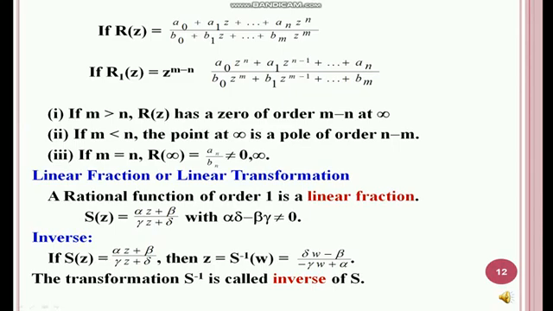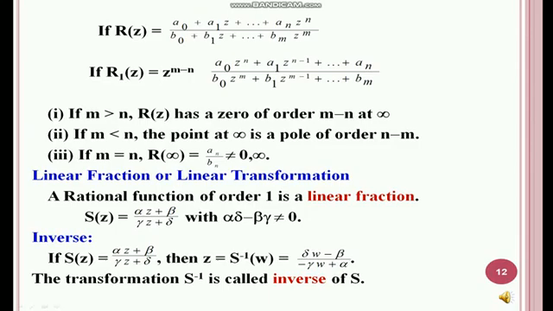If m is greater than n, R of z has a zero of order m minus n at the point infinity. If m is less than n, R of z has a pole of order n minus m at the point infinity. If m equals n, R of infinity equals an divided by bn, because the remaining terms vanish as z tends to infinity, which value is not equal to 0 or infinity.